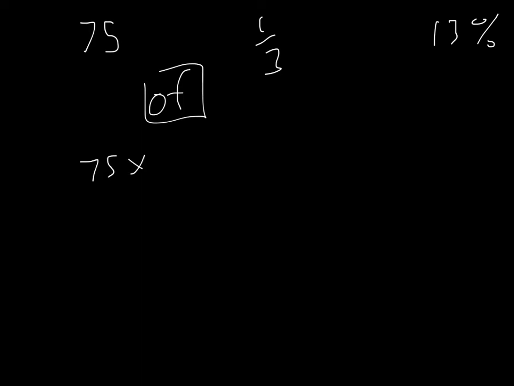75 times a third equals, 75 times 1 is 75. 1 times 3 is 3. I do that division, it's 25. Why did you do 75 divided by 3? So I could just, well, that's where I ended up. Yeah, I know. What is that 25?